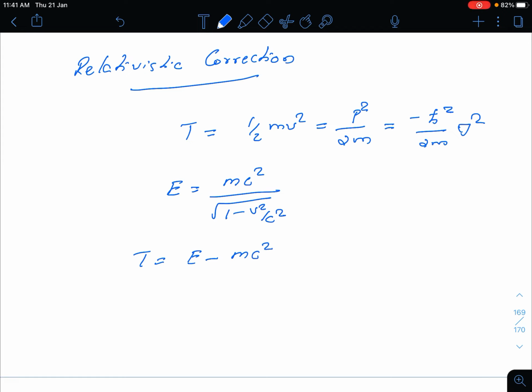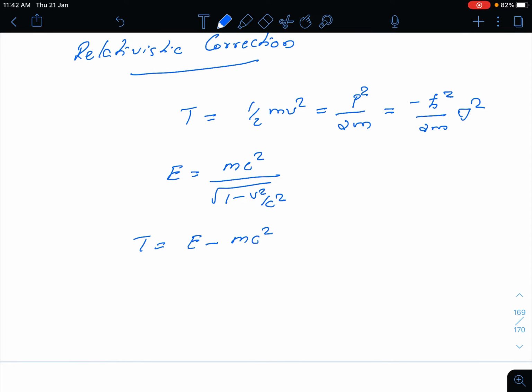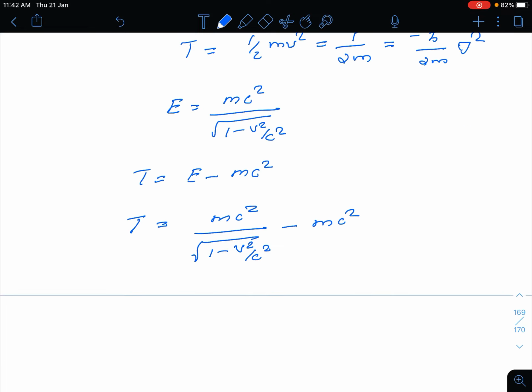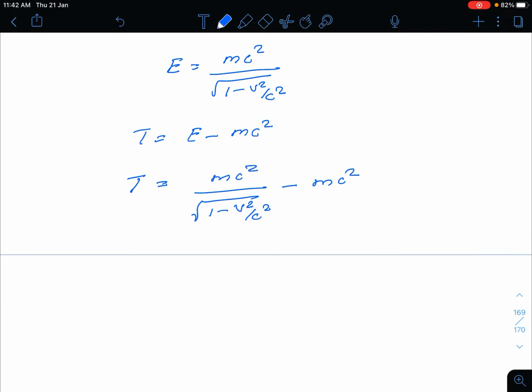Sometimes you might have learned it as m0 c square, but I will be using mc square. Whatever it be, the kinetic energy is the total energy minus the rest mass energy. The total energy is mc square divided by root of 1 minus v square by c square, minus mc square. So this is the kinetic energy as far as the relativistic motion is considered.